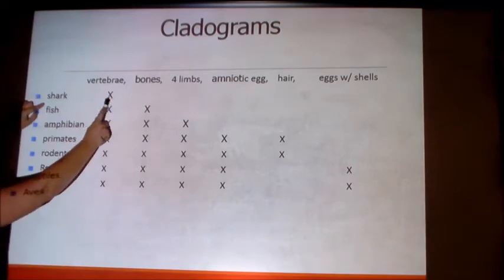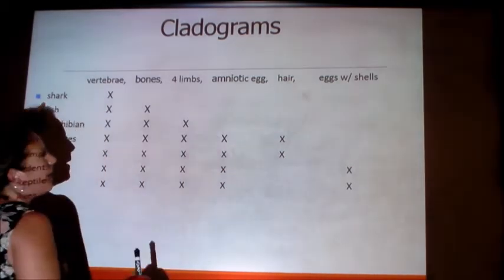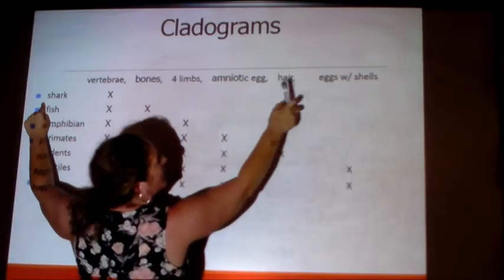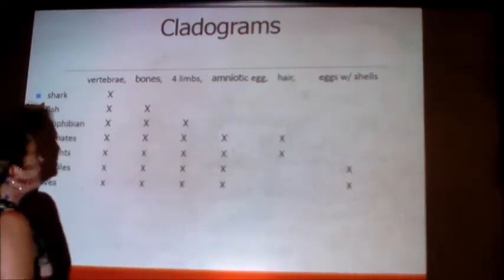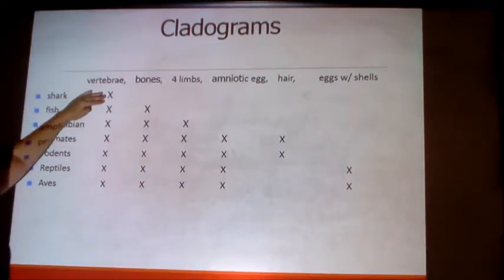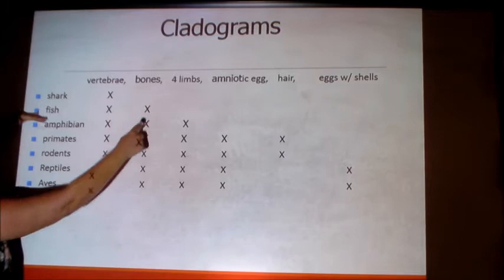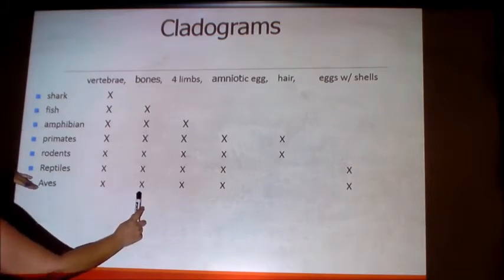So sharks have that, but no bones, they don't have four limbs, no amniotic egg. That means egg with water in it. They don't have hair, and they don't lay eggs with shells. Fish, so that's where this trait started, and everything from that point on has it. Fish are the first ones to evolve this trait, then everything else has it.